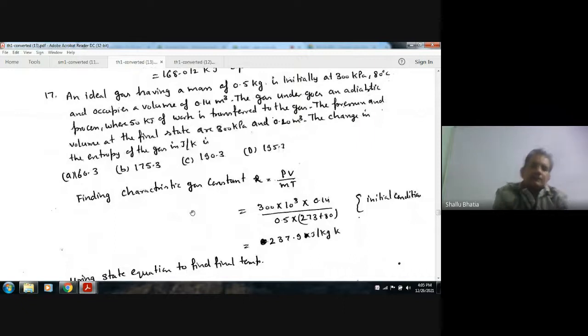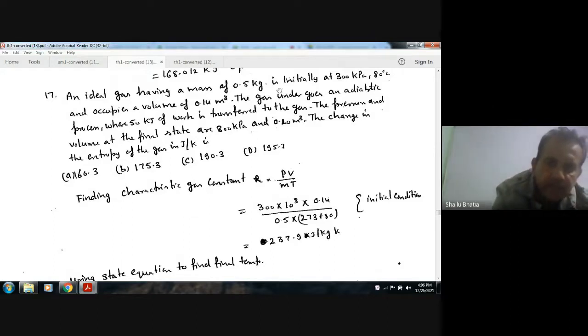Next, an ideal gas having a mass of 0.5 kg is initially at 300 kPa and 80 degrees Celsius, and occupies a volume of 0.14 meter cube. The gas undergoes an adiabatic process where 50 kilojoule of work is transferred to the gas. The pressure and volume at the final state are 300 kPa and 0.2 meter cube. The change in entropy of the gas in joule per Kelvin is?